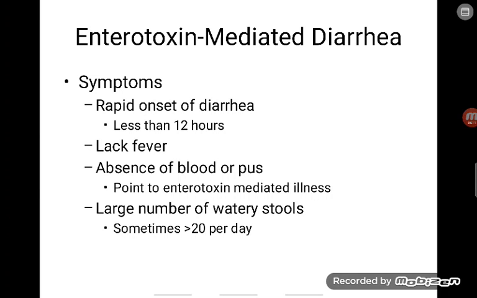So we have enterotoxin-mediated diarrhea. In enterotoxin-mediated diarrhea, we have rapid onset of symptoms; symptoms develop in less than 12 hours. There's no fever, and absence of blood or pus. If there is diarrhea, no blood or pus, and no fever, and very rapid onset after exposure to the pathogen, it may indicate that there is enterotoxin-mediated illness. Also, there is a large number of watery stools, sometimes more than 20 times per day.